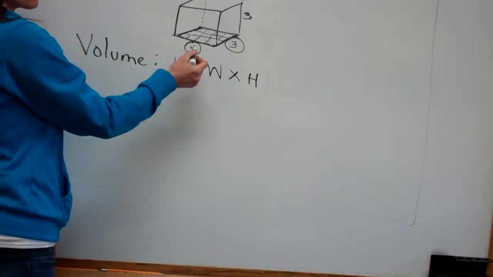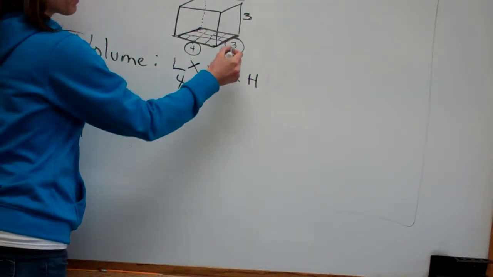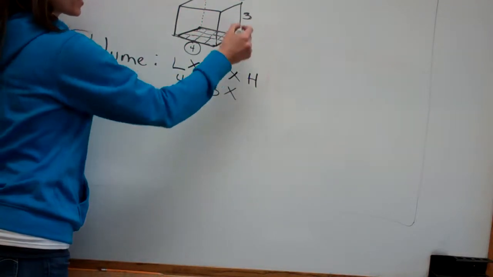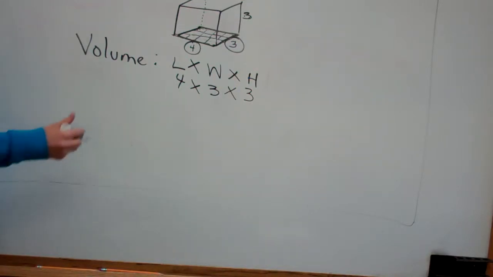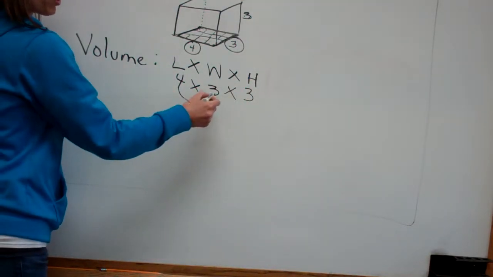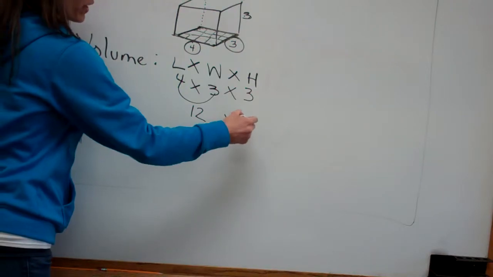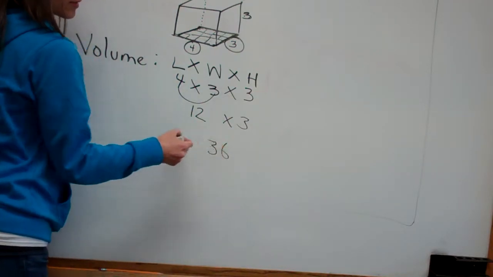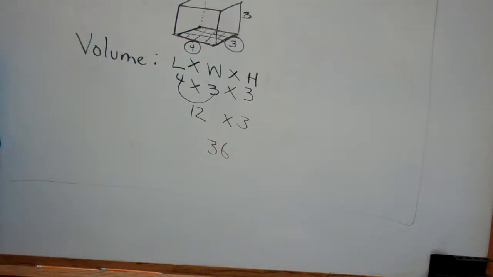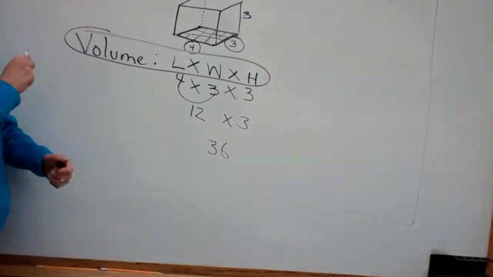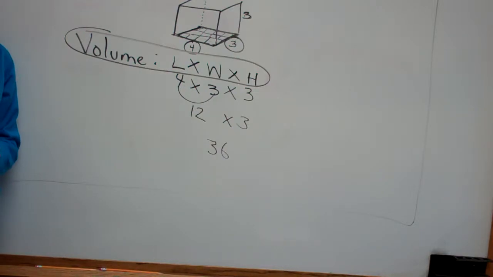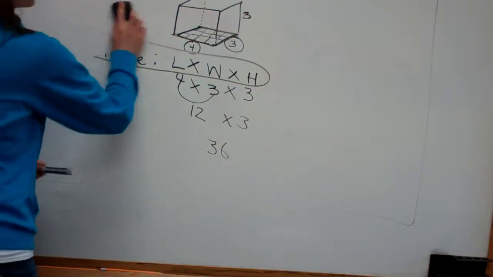So I can go 4 times 3 times 3, and that's going to be my answer. 4 times 3 is 12, and 12 times 3 is 36. Everybody see how that works? It's really quite simple. All you need to really know is this formula to work any of the problems. So let's try another one.